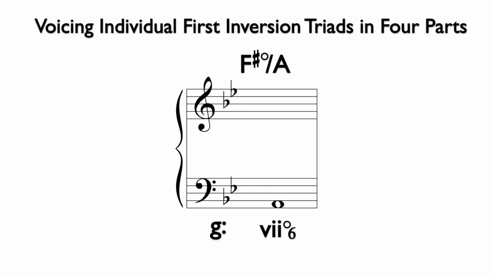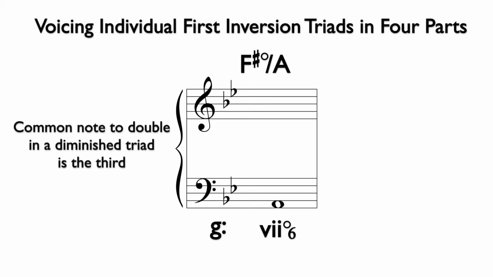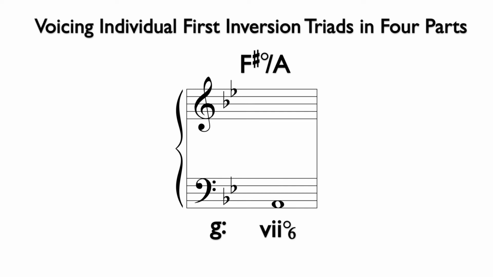Let's choose the soprano note first. This triad has the leading tone to the key, F sharp, so we will not double that note. Also, the common note to double in a diminished triad is the third. This is A. For our voicing, F sharp, A, or C can go to the soprano. Let's choose A. This can leave F sharp for the alto and C for the tenor.